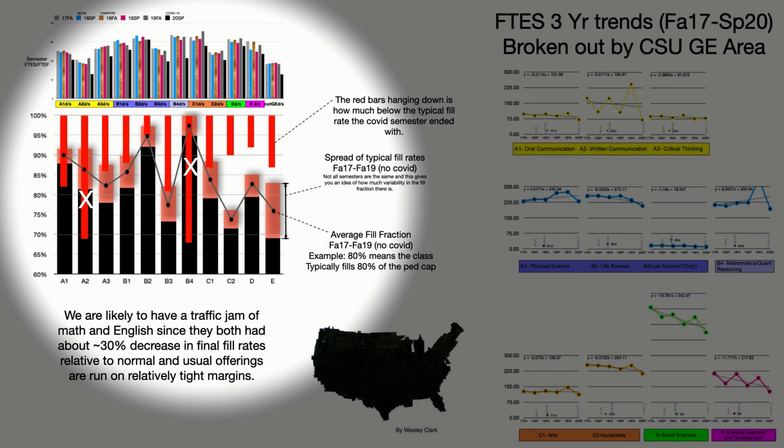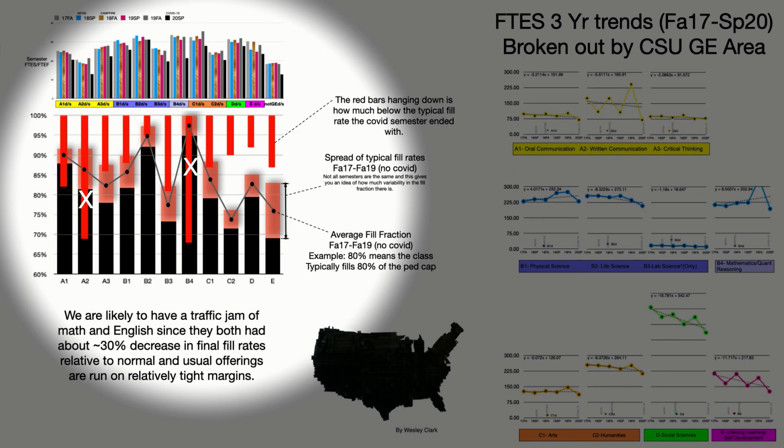So let's look at A1. So look all the way to the left. Sector A1 has a typical fill rate of 90% with a fairly low spread. So variance in those fill rates are fairly low. Of the 90%, the final fill rate for the COVID semester was about 17.5 percentage points less than 90. So typical would be 90, and what was observed was about 73%. So you get an idea how that works.